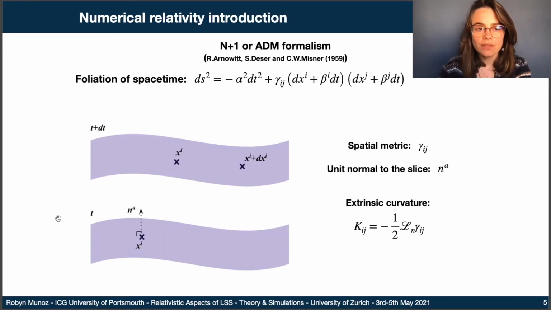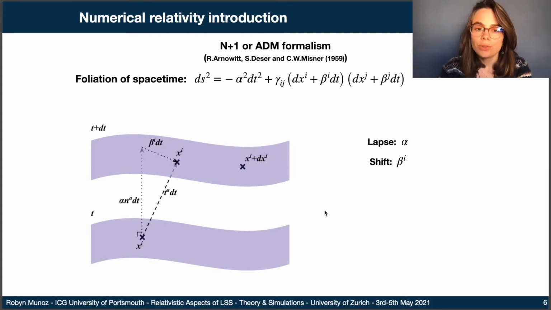So first, let's have an introduction to numerical relativity. For this, we use the n+1 or ADM formalism. This splits the line element into spatial and temporal parts, such that at each timestamp of the simulation, there is a hypersurface or slice that is described by the spatial metric gamma_ij. Then we also have the normal to the slice n, and together they provide the extrinsic curvature, and this will indicate the expansion, contraction of the coordinates.